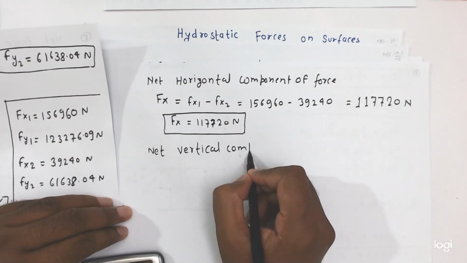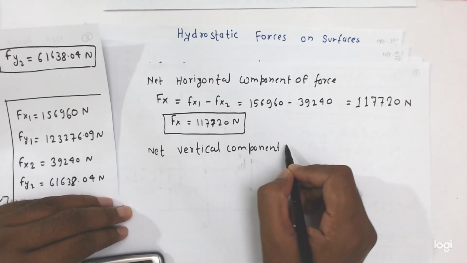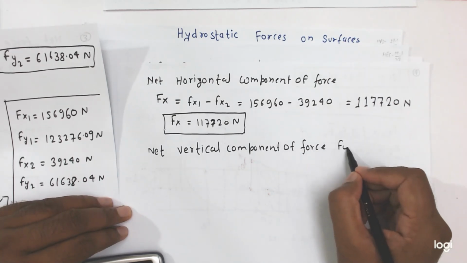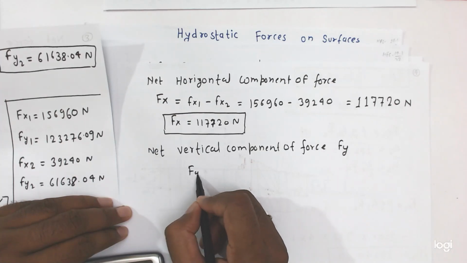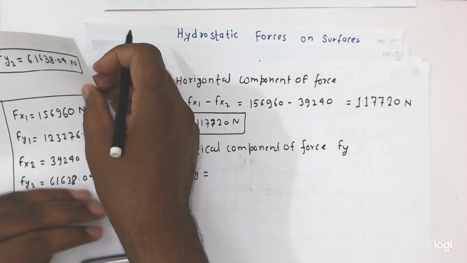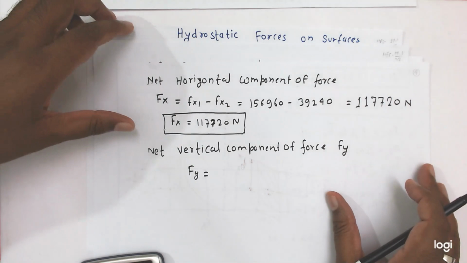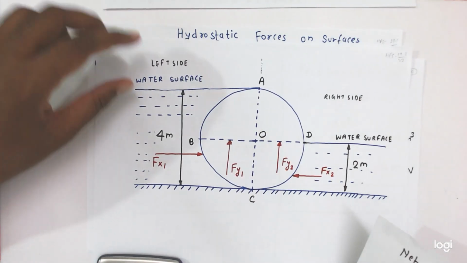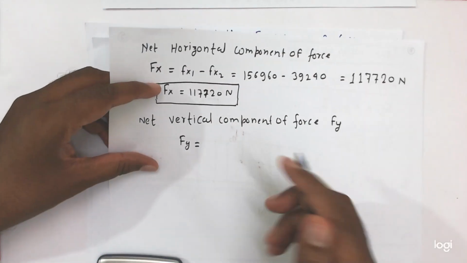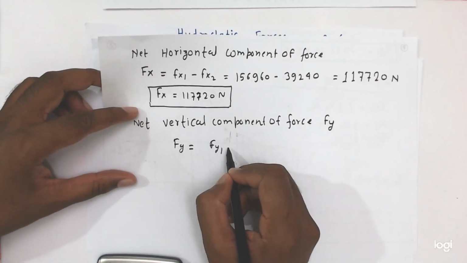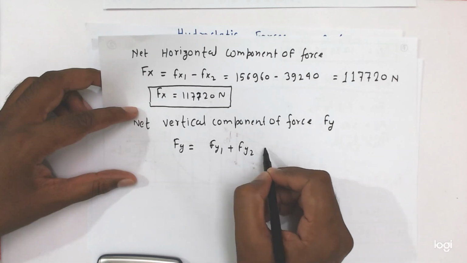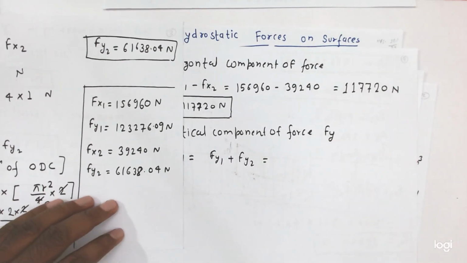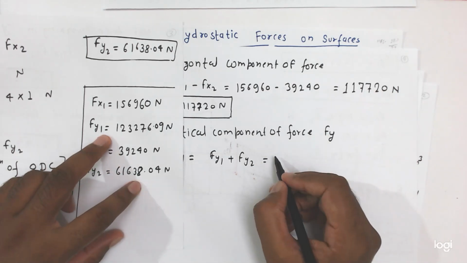Similarly, the net vertical component of force, this is Fy. So Fy is equal to what? Since both are in the upward direction, they will add. So this Fy1 plus Fy2 equal to, we will put the value here, friends. Fy1 is equal to what?